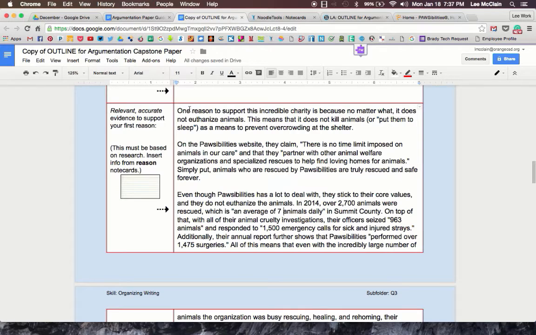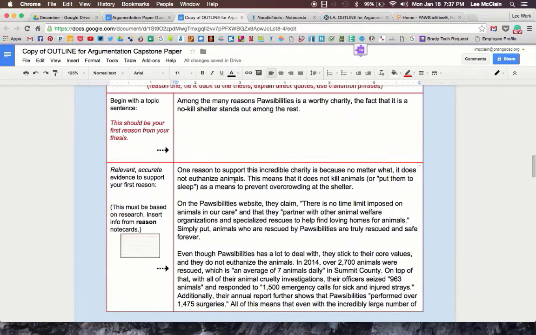So, one reason to support this incredible charity. Oh, I guess when I was making my note card, I gave it a little topic sentence. You might have done that too. Well, we already have a topic sentence, so it wouldn't make sense to have two topic sentences. Among the many reasons Possibilities is a worthy charity, the fact that it is a no-kill shelter stands out among the rest. Why don't I just get rid of this?